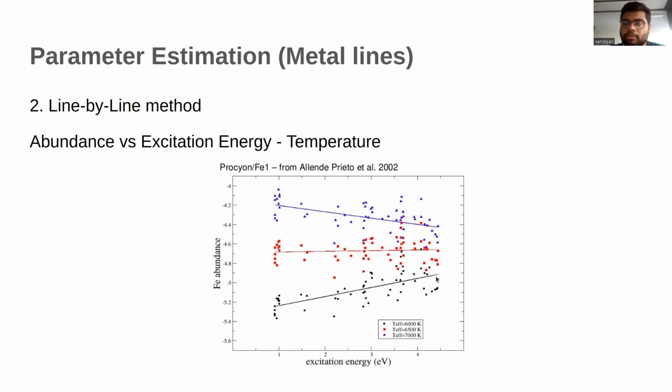So what you need to do is iterate over a few times till you get a slope of 0, and you are sure that this is the temperature of your star.